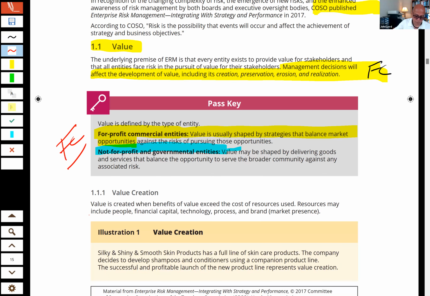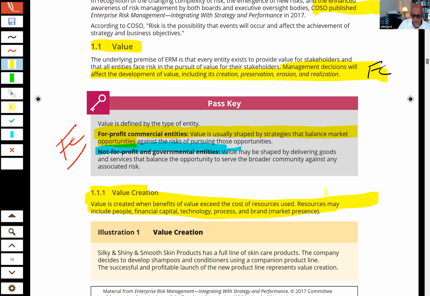Okay. Now, value, again, we're in definition mode here, guys. Value is created when the benefits of the value exceed the cost of the resources used. Okay, and those resources could include people, financial capital, technology, etc. So when we create value, we're creating something that is in excess.